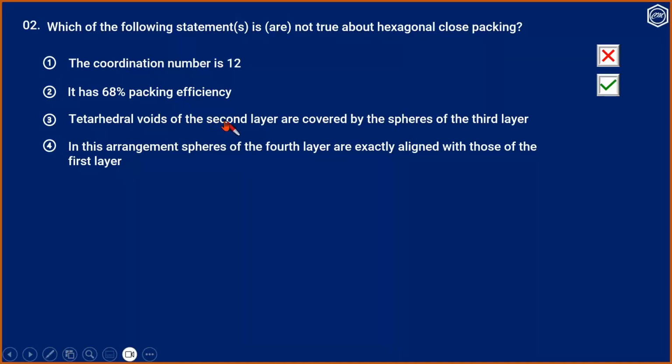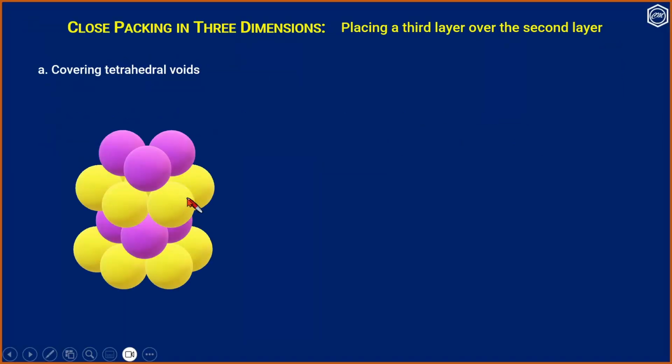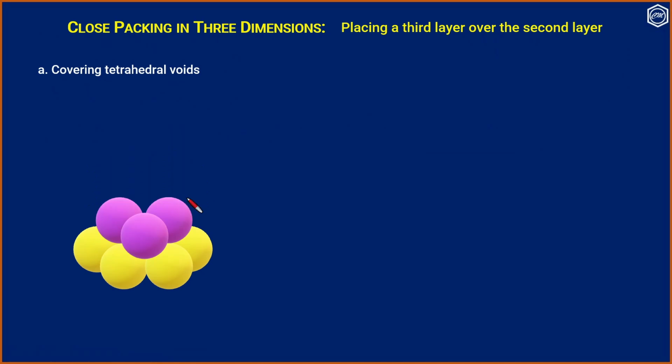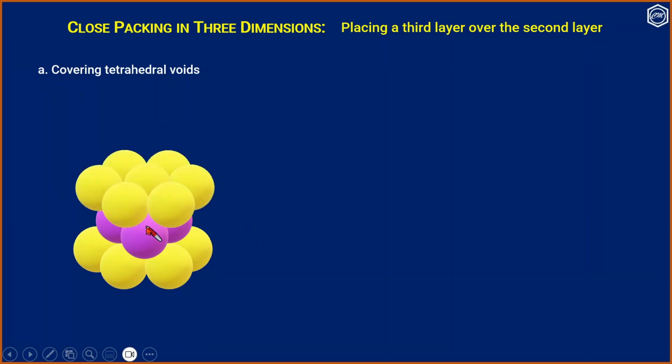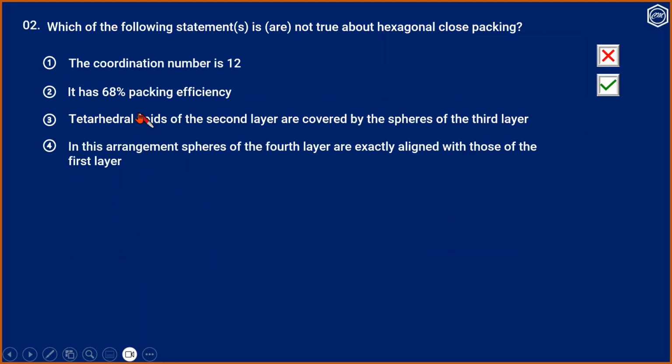Next, tetrahedral voids of the second layer are covered by spheres of the third layer. So this is the first layer. Now consider the middle atom, and the second layer comes in this way. 3 atoms of the second layer and the middle atom of the first layer form a tetrahedral void. Now it is open in this direction. So when the third layer, that is a repetition of the first one, comes, the middle atom covers the tetrahedral void. So option 3 is a correct statement.